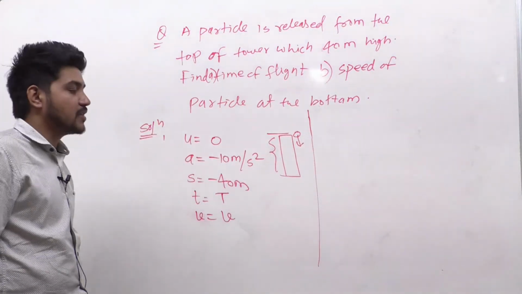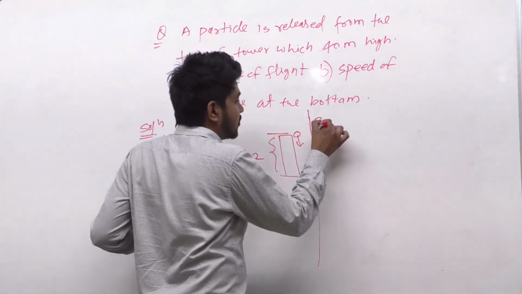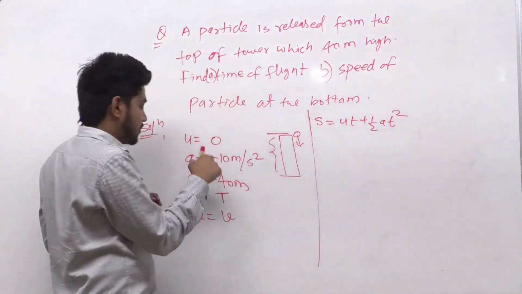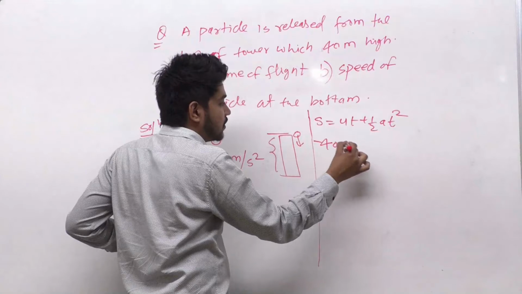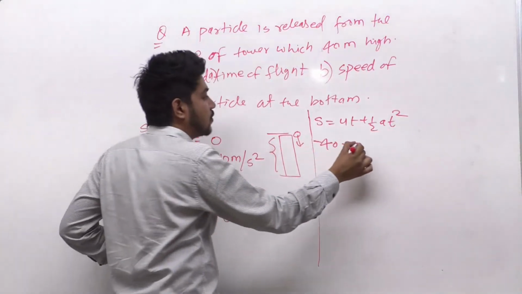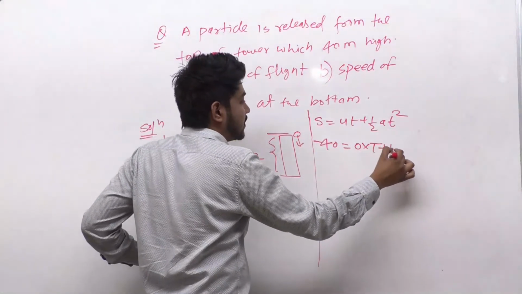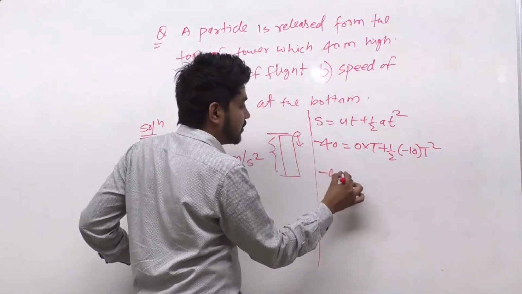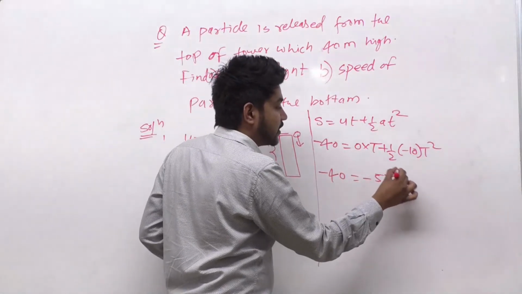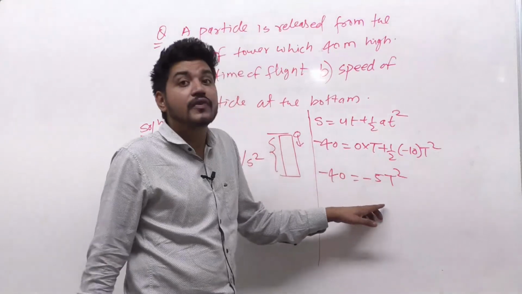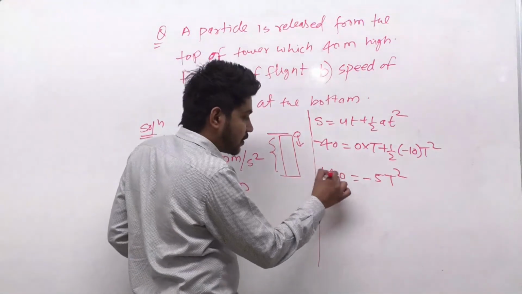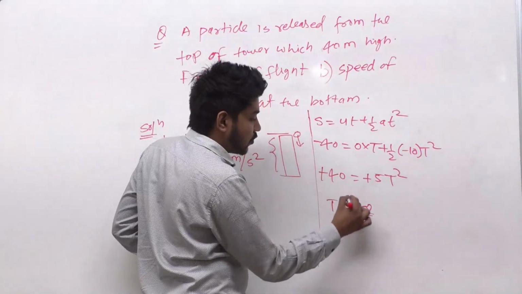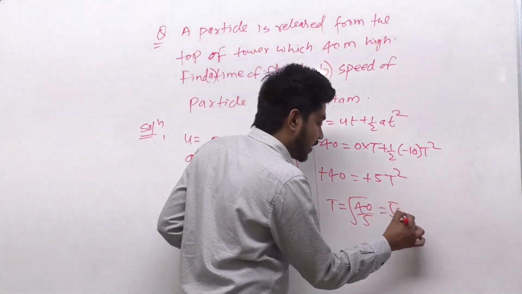So s is equal to ut plus half of at square, we will use. s is minus 40, initial velocity is 0, time we have to find, plus half of minus 10 t square. If we rewrite this equation, it is minus 10 t square, so the minus will go off and time will become positive, and t is equal to root of 40 by 5, which is 8 seconds.